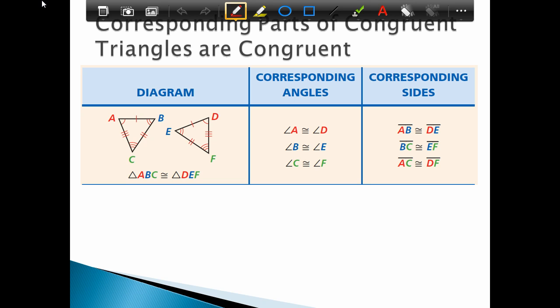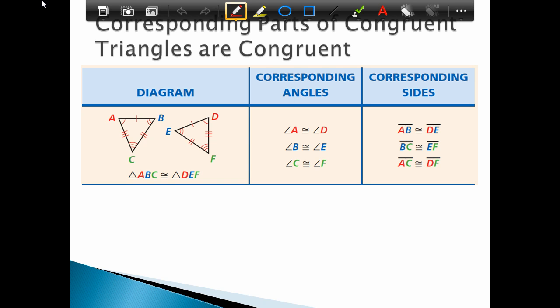CPCTC. First off, what does it stand for? As you can see in your notes, and on the screen here, CPCTC stands for corresponding parts of congruent triangles are congruent. This is something we already knew. We've already used this in class. We've already talked about how once we have triangles congruent, what does that tell us about them?